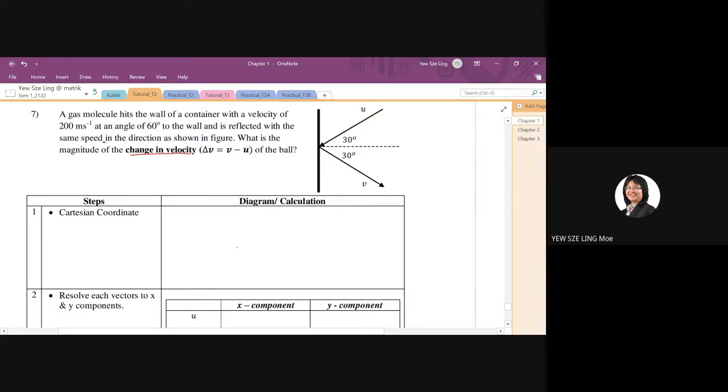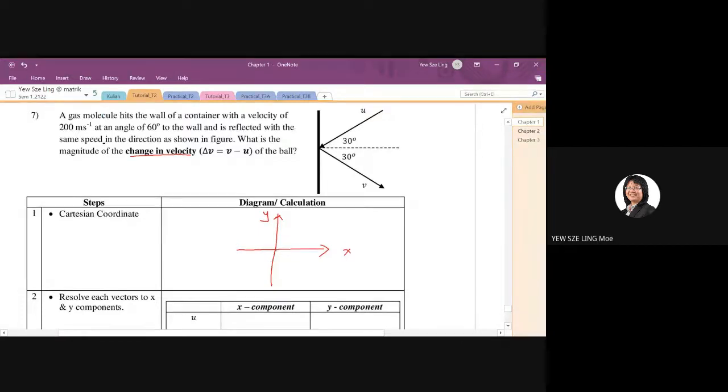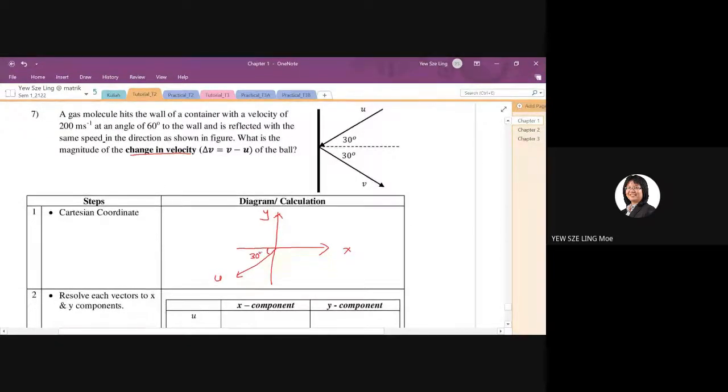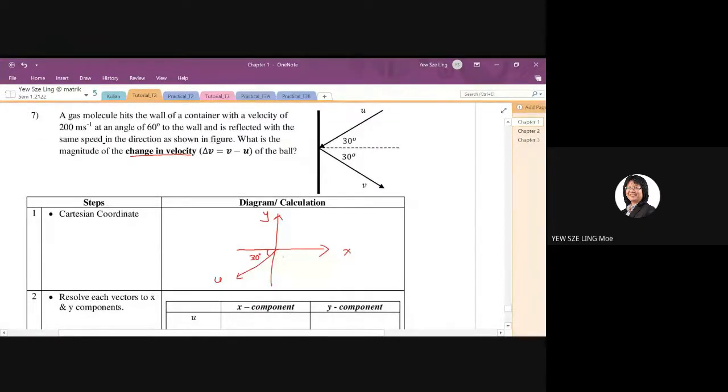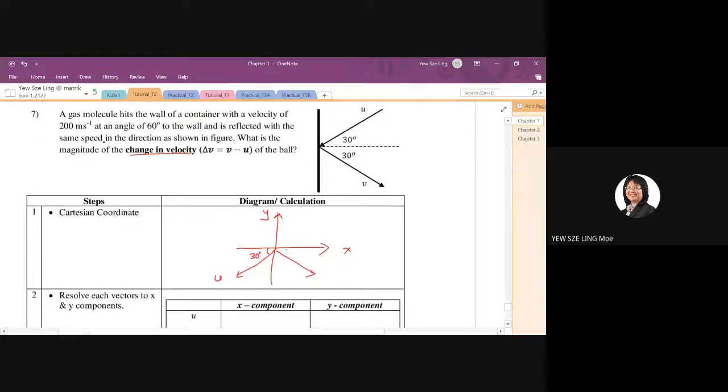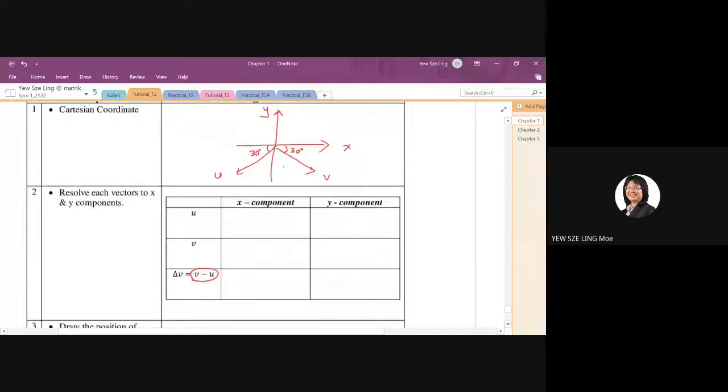So let us do a diagram first, the free body diagram. We have an XY plane as usual. Now U, we have it going towards the southwest. So this is your U. And then the angle is 30 degrees beside the X component. And then our V is in the fourth quadrant. So again, it's 30 degrees beside the X component. So we have a U and we have V. So this is our diagram.